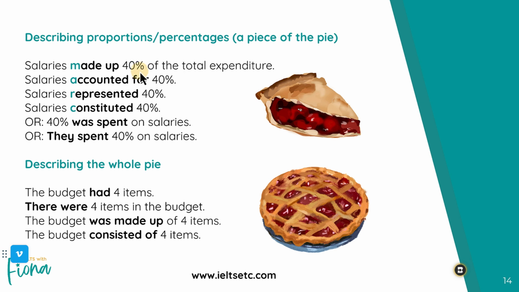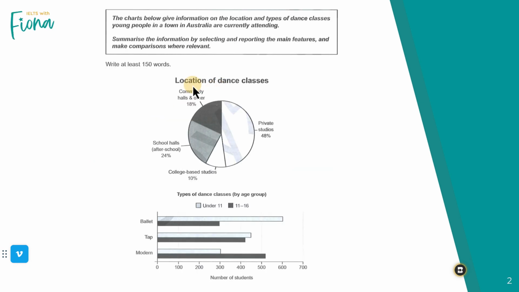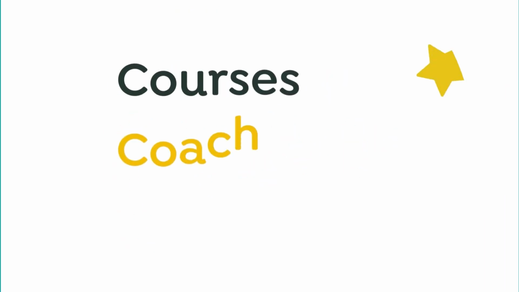And remember, pie charts are all about percentage and not about numbers. So always go back and look at the title of the pie chart, and in this one you can see that the bar chart is all about number of students. So then you can say how popular each type of class was. I hope that makes sense.